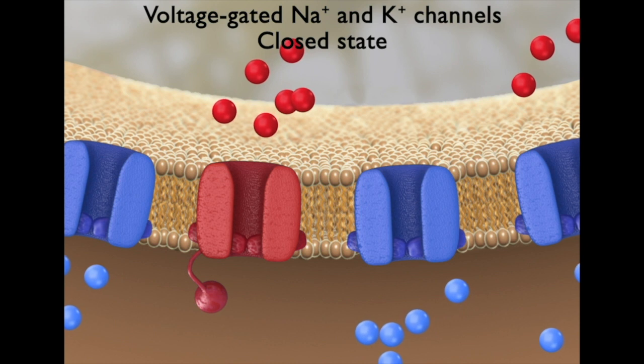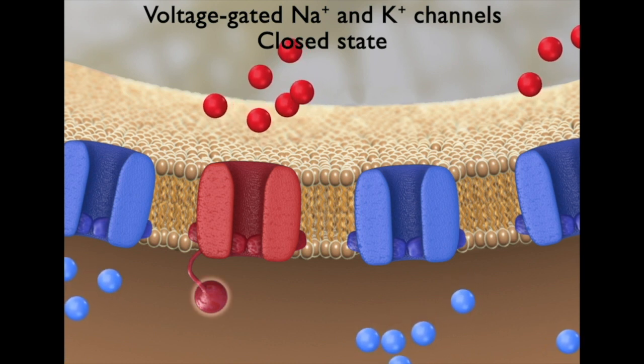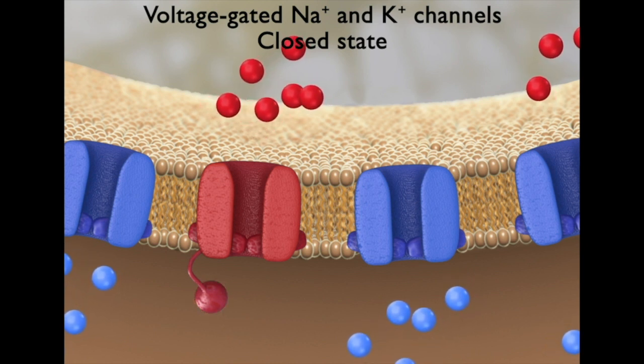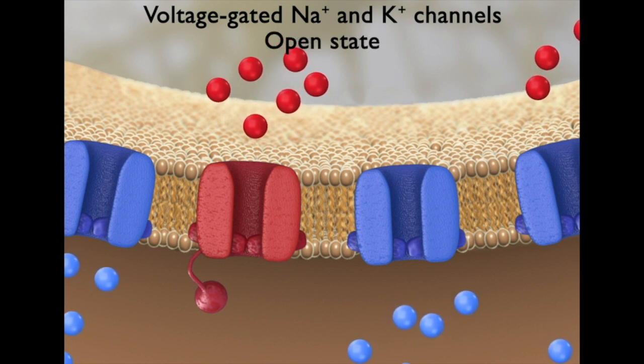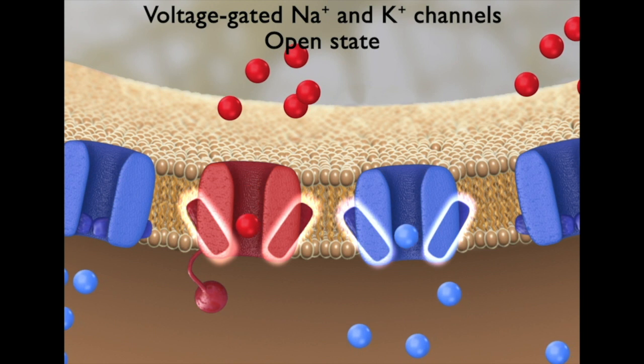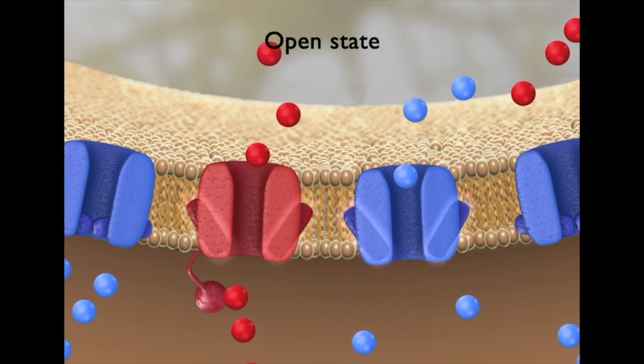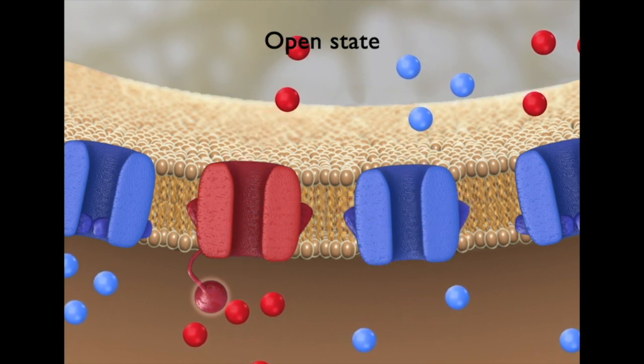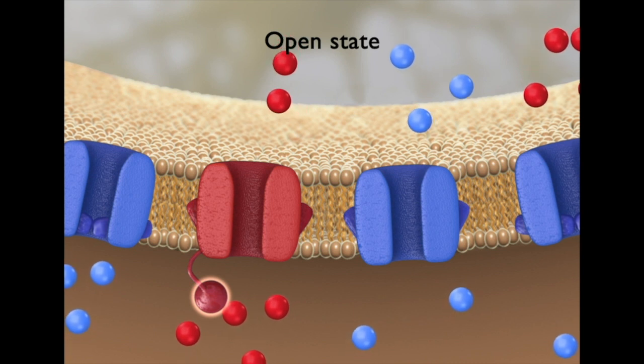Note that in this closed state, the sodium ion channel's inactivation gate remains open. Both channels permit the passage of their respective ions when their activation gates swing open. In this open state, the sodium ion channel's inactivation gate remains open.